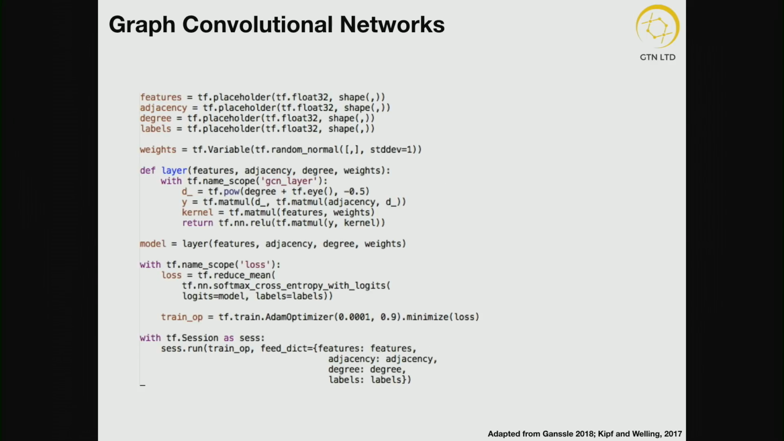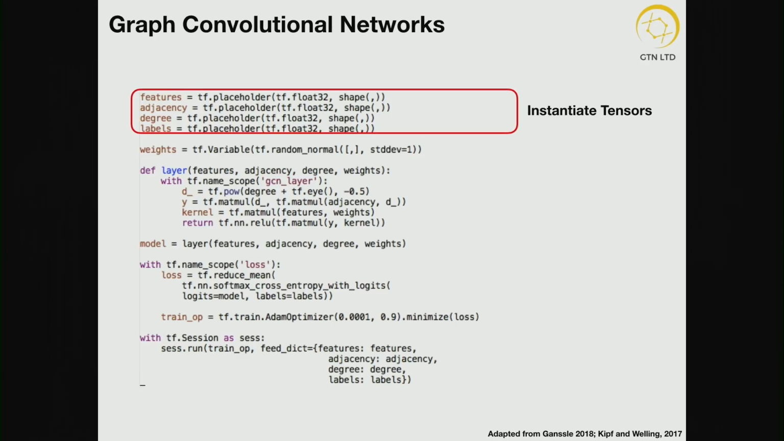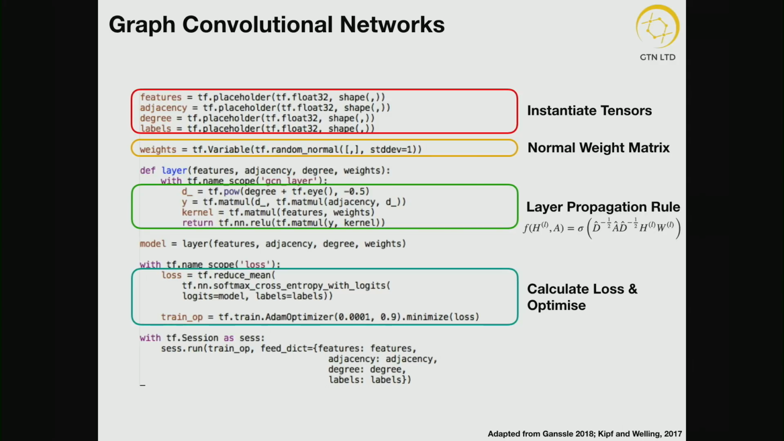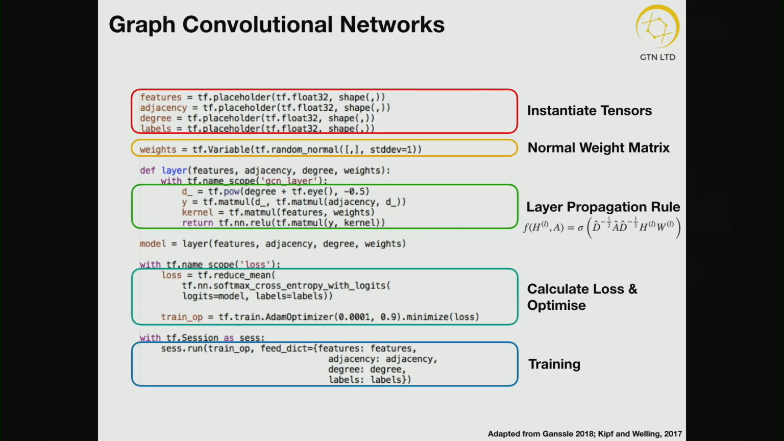This is some very simple cartoon TensorFlow code, just to show you the different pieces of one of these networks and how you can put this layer propagation rule in. First, you're instantiating your tensors and your weight matrix. Right here is the actual layer propagation rule, this little equation that we're applying. Down here, we're calculating loss and optimizing, and finally training the model. So just a very simple example of how this could be used.